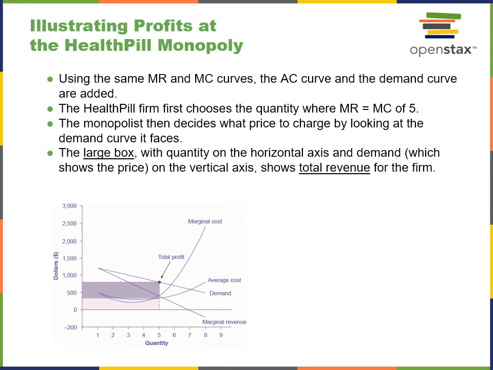Using the same marginal revenue and marginal cost curves, the average cost curve and the demand curve are added here. The Health Pill firm first chooses a quantity where marginal revenue equals marginal cost at 5. The monopolist then decides what price to charge by looking at the demand curve it faces. The large box, with quantity on the horizontal axis and demand, which shows the price, on the vertical axis, shows total revenue for the firm. So if you multiply the quantity of 5 times the price, it's probably around 750. That gives you the total revenue of that particular firm.